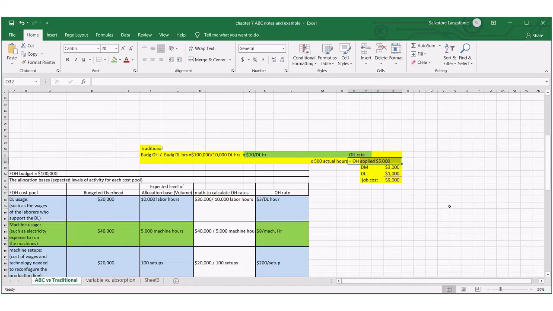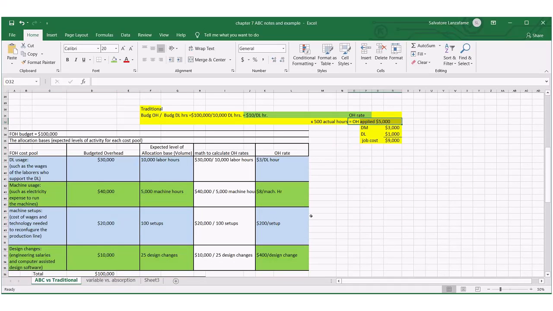So take a look at this little diagram that I've created here. And let's assume the budgeted overhead is $100,000, just like before. Right? Except now I want to break it up. Let's say we have a few cost pools. We've got direct labor usage, and look what I have here, such as wages of the laborers who support the direct labor, machine usage, such as electricity expense to run the machine.